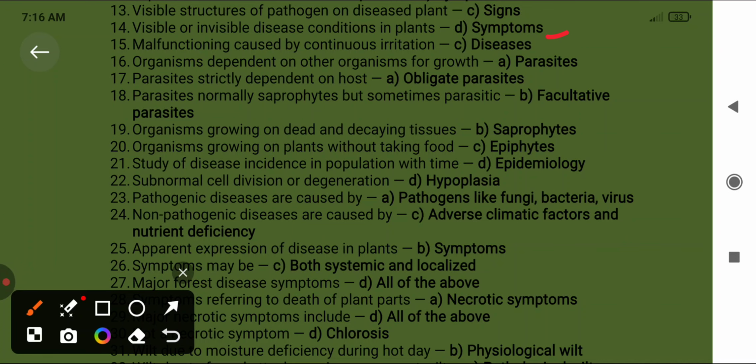Malfunctioning caused by continuous irritation of disease is a symptom. Organism that depends on another organism for growth is a parasite. Parasite strictly dependent on host is an obligate parasite. Parasite that is normally saprophyte but sometimes parasite is a facultative parasite. Organism growing on dead and decayed tissue is a saprophyte. Organism growing on a plant without taking food is an epiphyte. Study of disease incidence in a population with time is epidemiology.